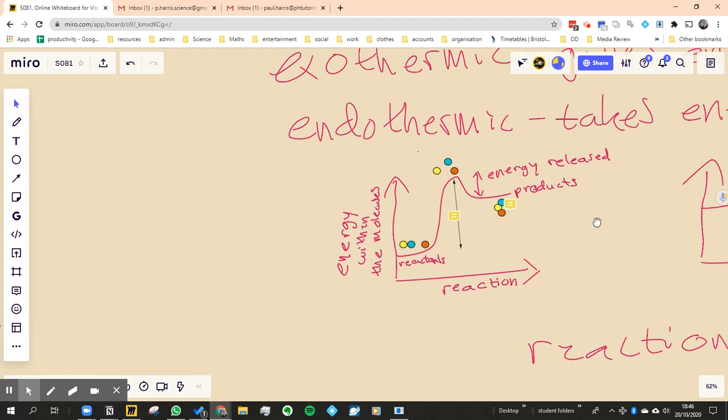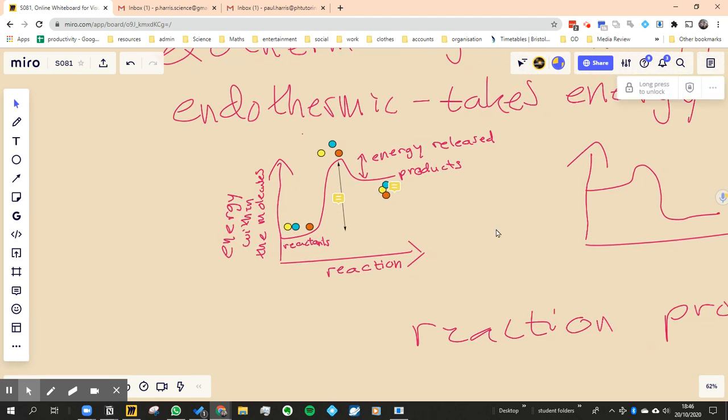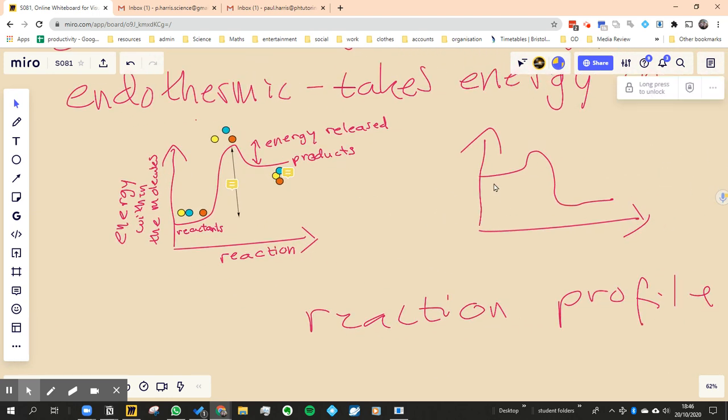Now let's just have a look at this one on the right. Again, I had to give it some energy to get the reaction started. So that bit there would be the activation energy. And then it releases that energy to make the products. But the difference between the first and the second one is that in the first one, the amount I've put in is more than the amount I'm getting out. So overall, I'm losing energy.